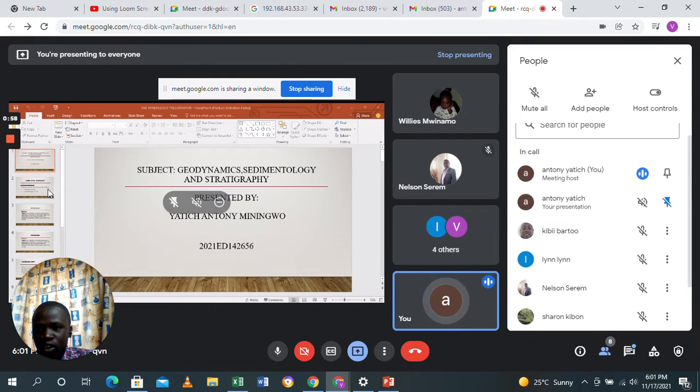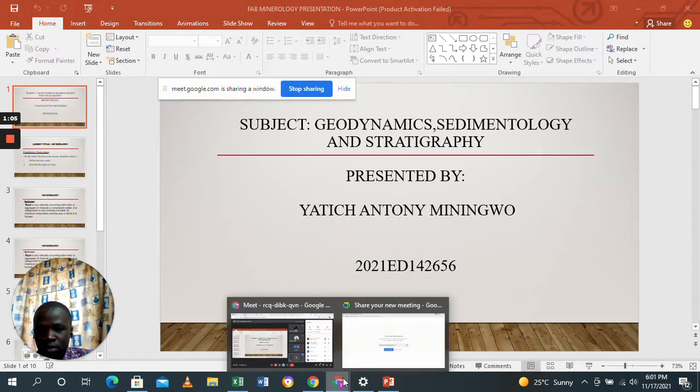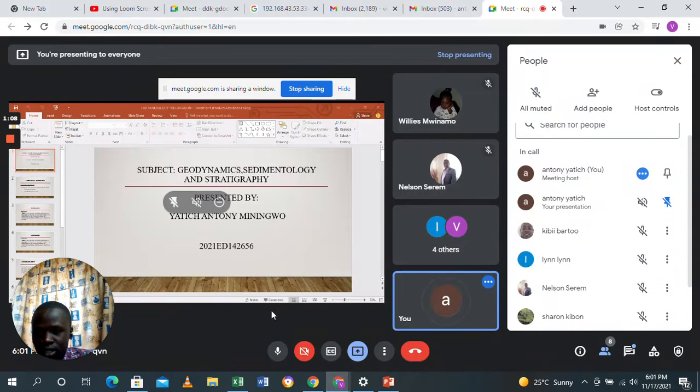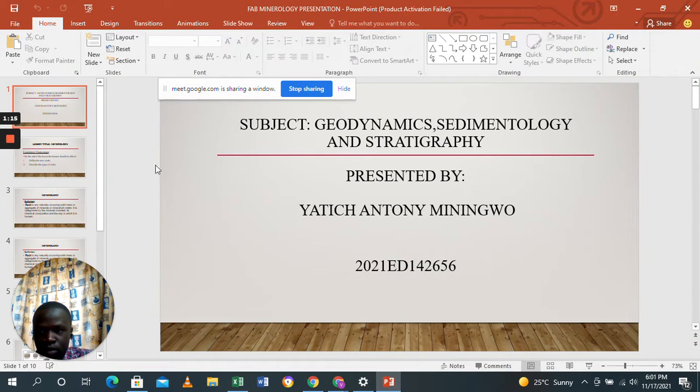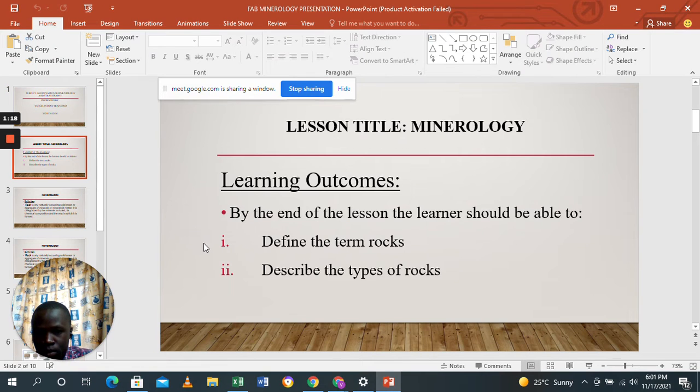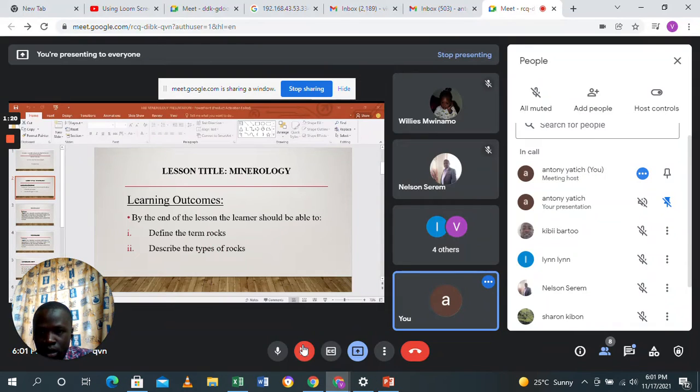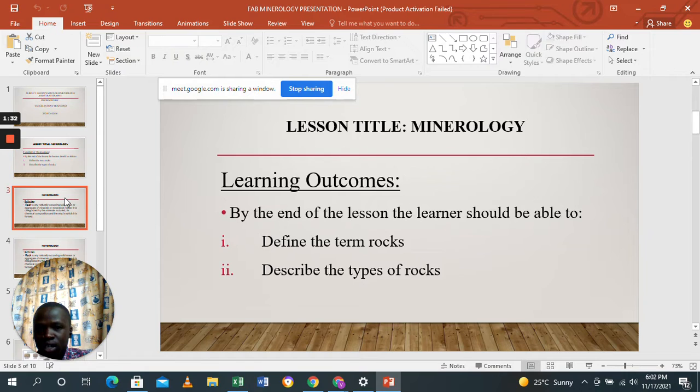And our title for this unit is mineralogy. We are going to learn about mineralogy. Our outcomes are to define the term rocks and describe the types of rocks. Those are the outcomes of our lesson.